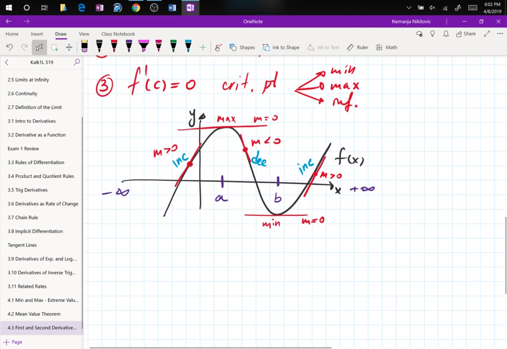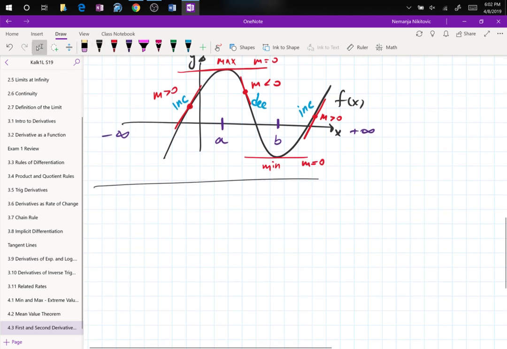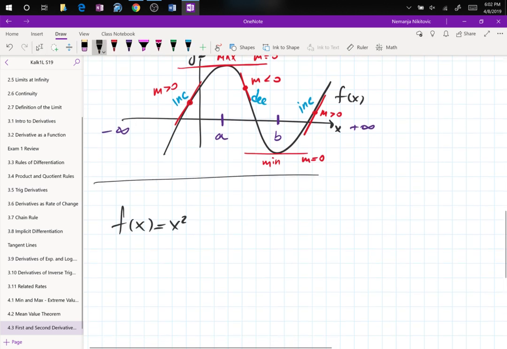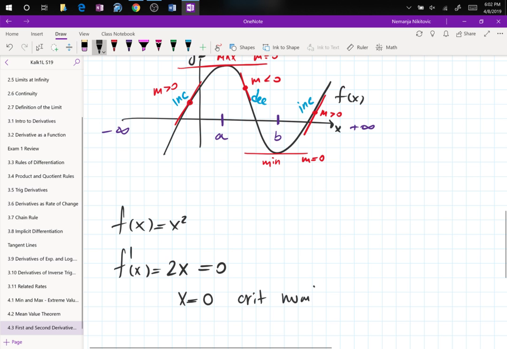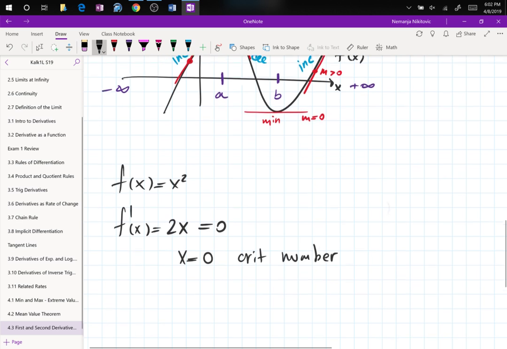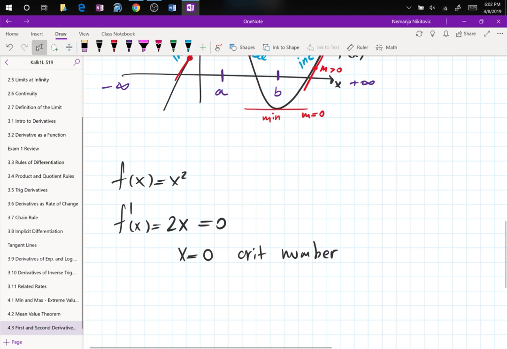So let's test this first derivative test on f of x equals x squared. And in order for me to get this working, I'll first take the derivative and set it equal to 0 to find my critical point, well, critical number. And we are using this because we actually don't know what the graph looks like. We just want to find the important regions.